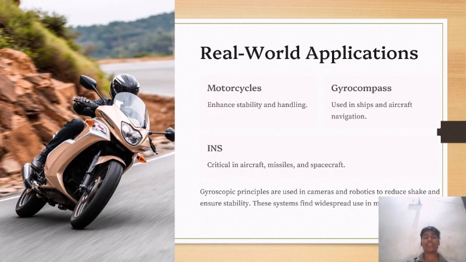Real world applications of gyroscopic torque are in motorcycles, gyro compass, or INS. Similarly, in INS, aircraft, missiles, and spacecraft, it is used for balancing and stability. Motorcycles also enhance stability and handling. Gyro compass is used in ships and aircraft navigation. As I previously discussed about ships, airplanes, and aircraft, it helps with stability and changing directions. Gyroscopes are used in cameras and robotics to reduce shake and ensure stability. This system finds widespread use in many things, as I have told earlier.